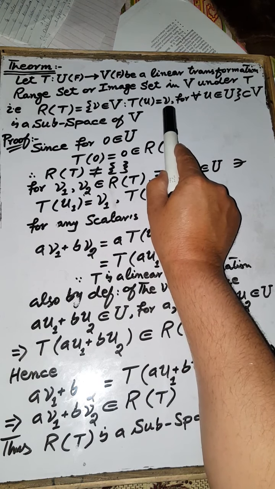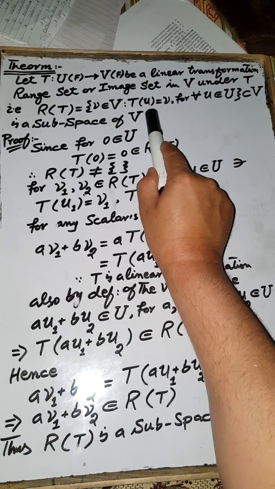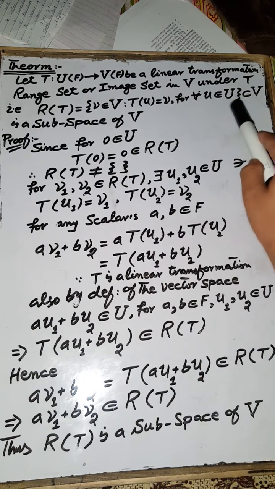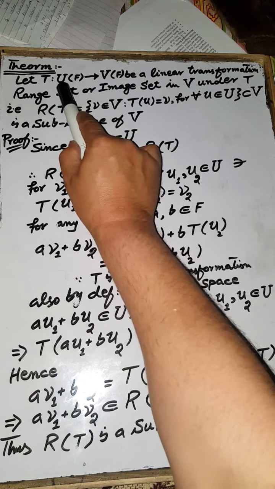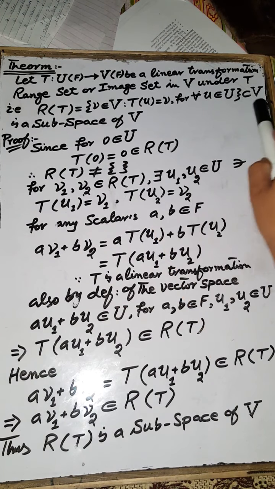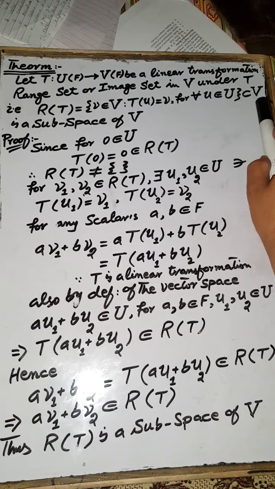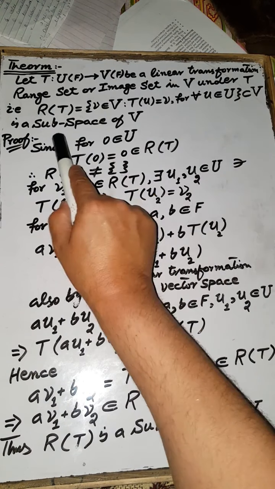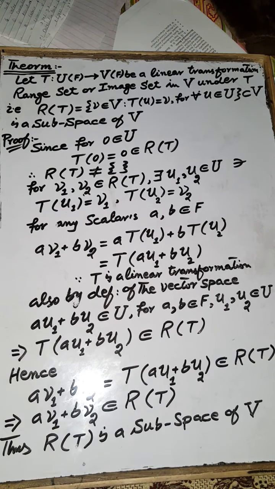the images of a vector u of the vector space U over the same field F. Is this subset of the vector space V a subspace of the vector space V?